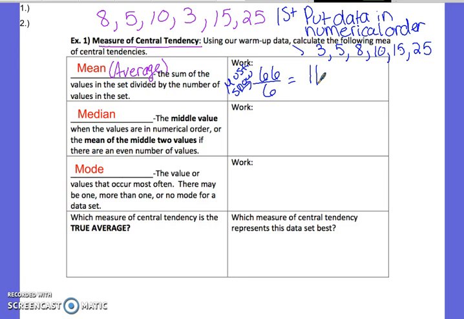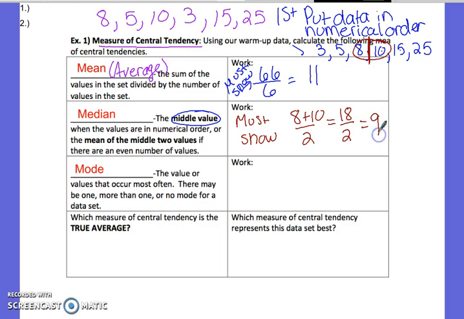Your median is the middle value of the values when they're in numerical order, or the mean of the middle two values if there are an even number of values. Since there are an even number, there were 6, that means there's 3 on each side. So 1, 2, 3, right here is where the median is. So I need to take the average of 8 and 10. You must show your work if you have to find the average. I want to see 8 plus 10 divided by 2. So that's 18 divided by 2, which is 9.